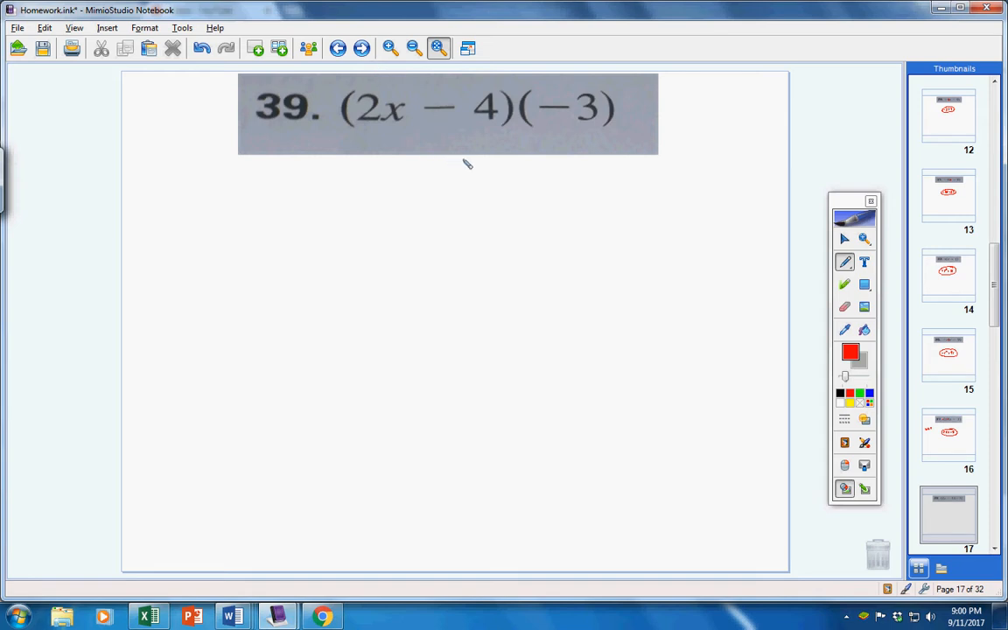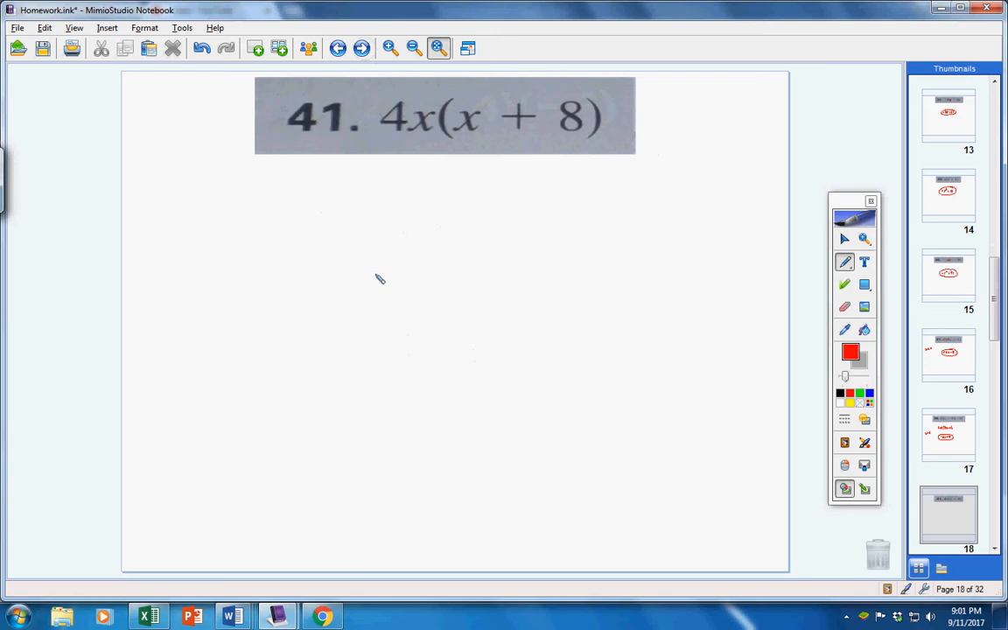Okay, number 39. Now, this can be a little confusing, students. Personally, I would move the negative 3 to the left. I think that makes it easier to see, but that's up to you, okay? A negative times a positive is a negative. 3 times 2x is 6x, because 3 times 2x is 3 times 2 times x. Also a negative times a negative is a positive, and 3 times 4 is 12.